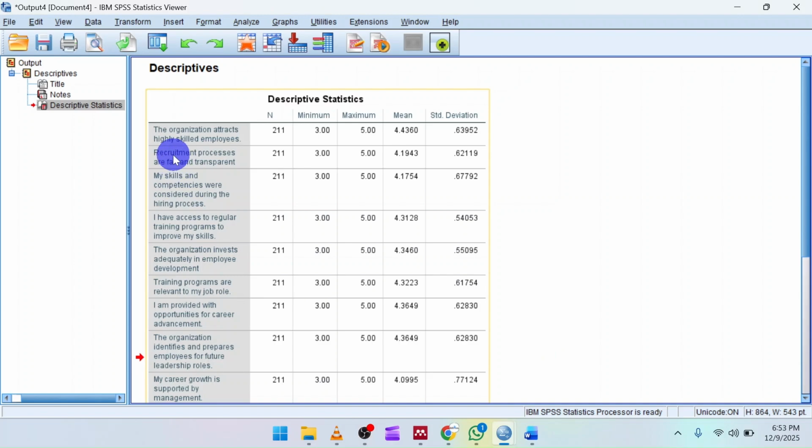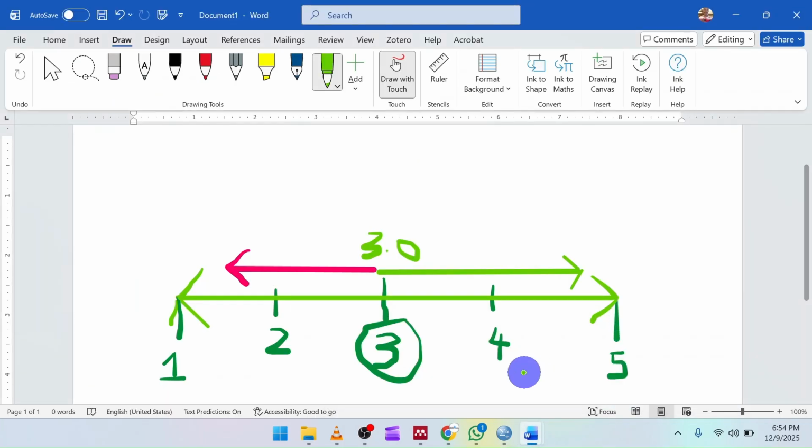So when you look at this, our first item here is saying that the organization attracts highly skilled employees, and the mean value is 4.4360. Now, when we look at our number line here, it is 4.4 something. That means that they generally agree. Okay, that means that they generally agree. How do we interpret this? I mean, we have seen it, we know the result. What is the interpretation and what is the implication of this?